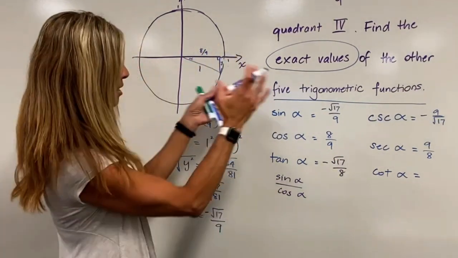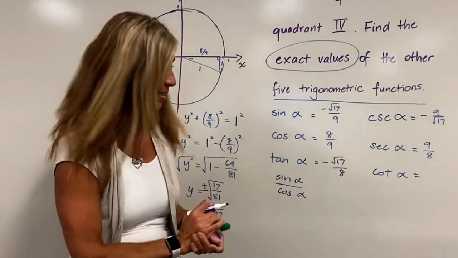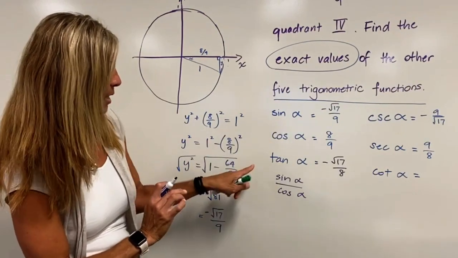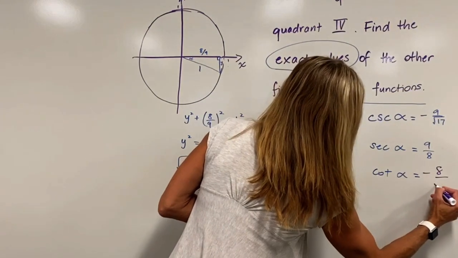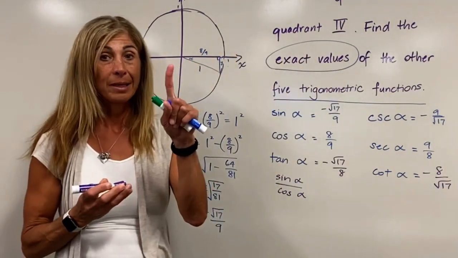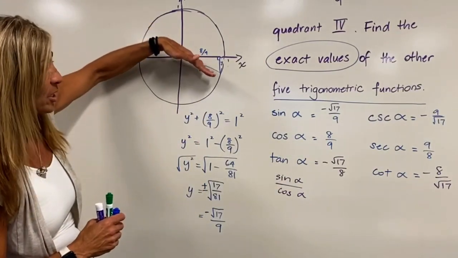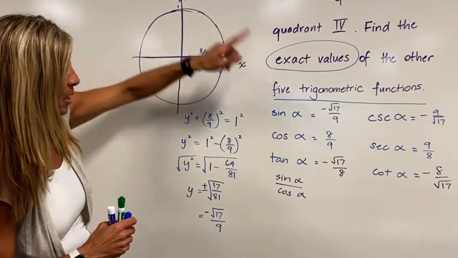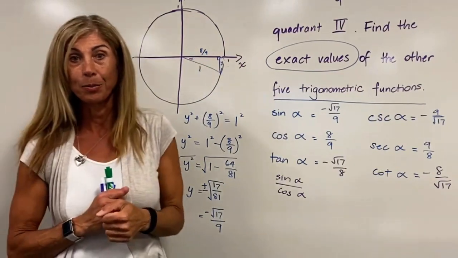That gives us negative radical 17/8. Similarly, we can now reciprocate this, and we end up with the value of negative 8 over radical 17. Let's verify. Let's ask if this is reasonable. Is my tangent and cotangent, does it have a slope that is negative in this quadrant? And yes, it looks like through our unit circle, we have a negative slope.